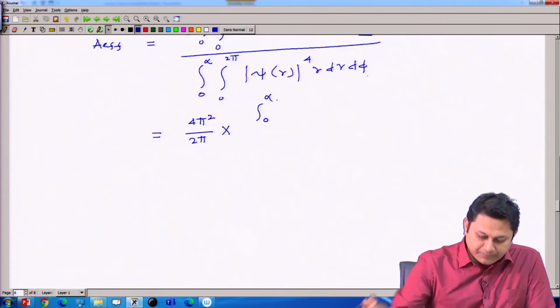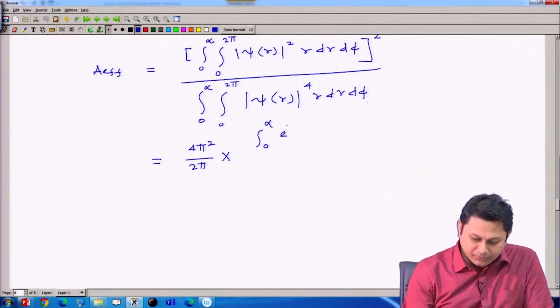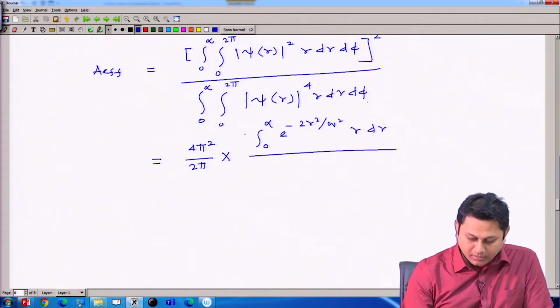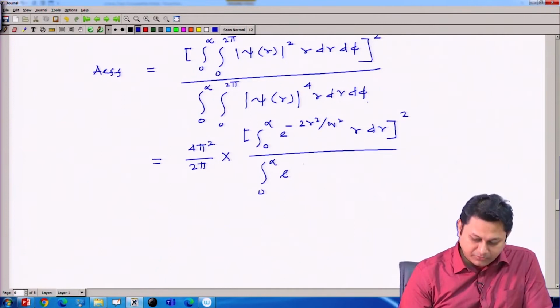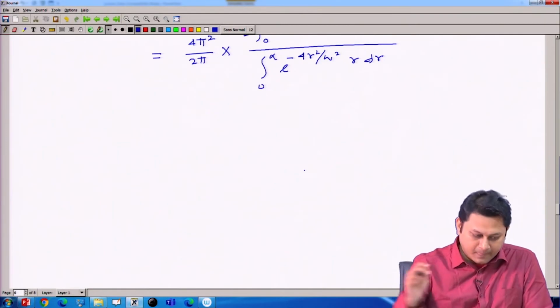to infinity, then e to the power of minus 2 r square divided by w square and then r dr, and it has to be squared, and we have here 0 to infinity e to the power of minus 4 r square divided by w square r dr. Mind you, this is to the power 4, that is why this 4 will come here.